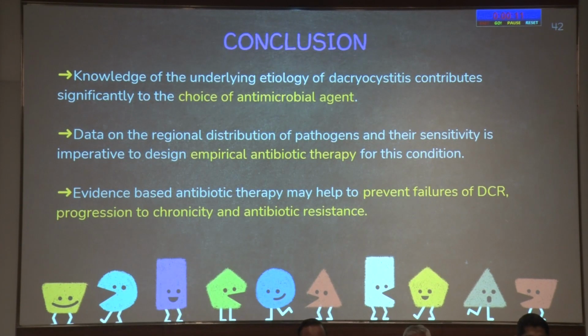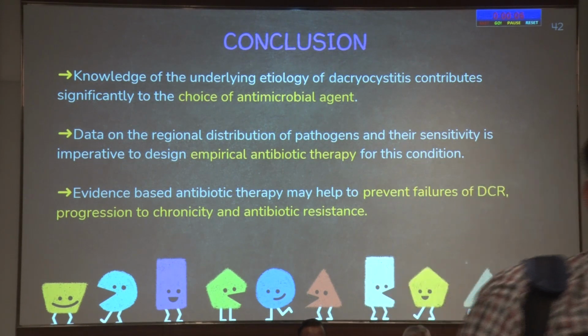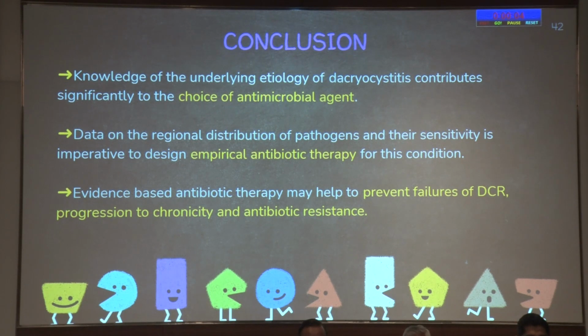So the knowledge of the underlying etiology of dacryocystitis contributes to the choice of antimicrobial agent. Data on the regional distribution of the pathogens and their sensitivity helps in empirical antibiotic selection.